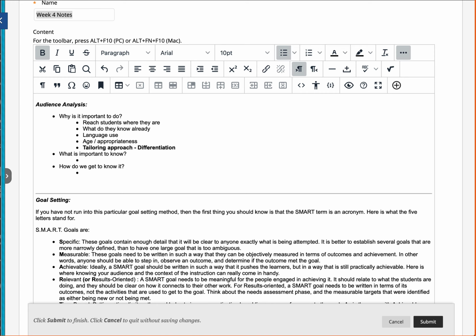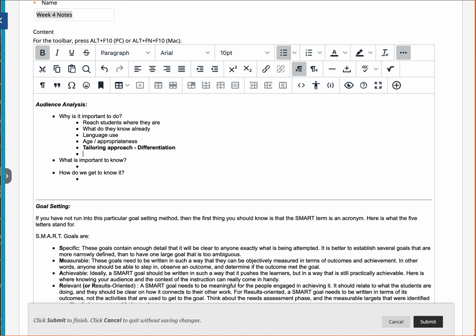So this idea of differentiation, you've probably run into that in other places. But the idea that we really need to treat our group of students in front of us as a group of individuals, as opposed to making any kind of blanket assumption that they are all going to react to the learning in the same way, that they're all going to frame the learning with the same framework.